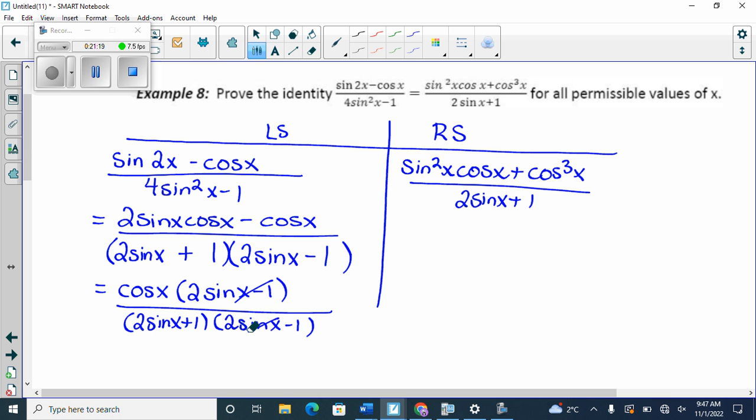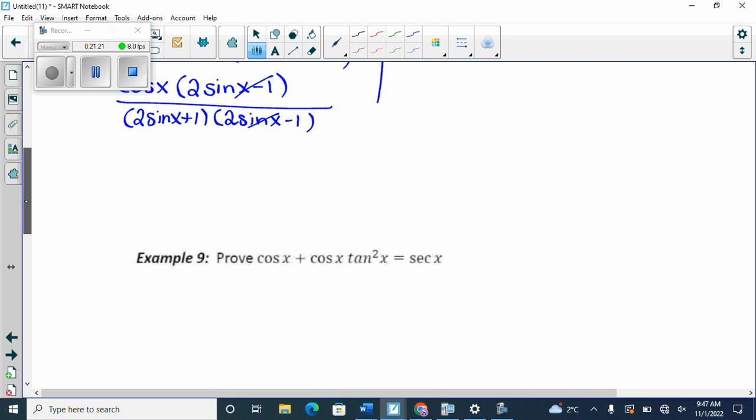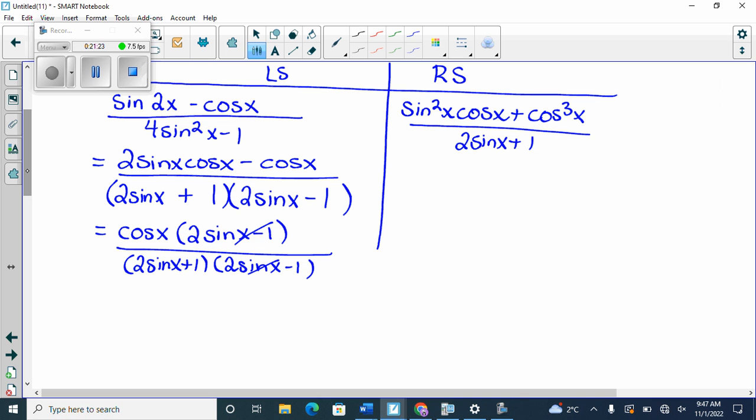And so I get a lot of movement. So I get cos x over 2 sine x plus 1. Now I feel like I'm tapped out on this side, and my bottoms match, so that feels like something productive. I have the denominators matching.